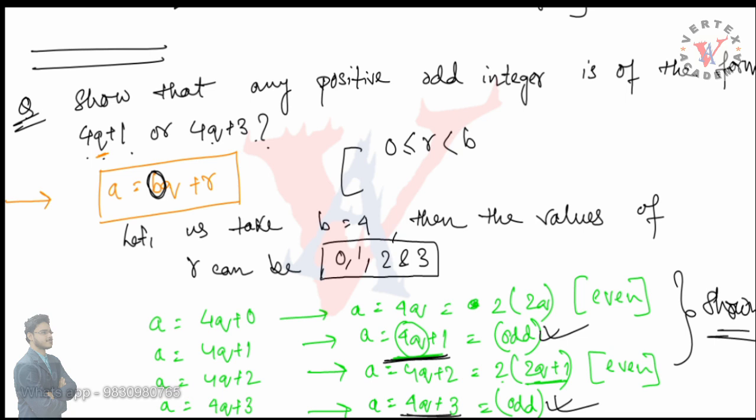So any positive odd integer. Here the value of q, you put 1, you put 2, you put 3, anything. The result will be, for example, in 4q plus 1, you put q equals 1, then 4 plus 1, 5. q equals 2, then 8 plus 1, 9, odd. Every time it will come odd. 4q plus 3, if you take q equals 6, so 24 plus 3, 27, odd. So basically we have proved that.